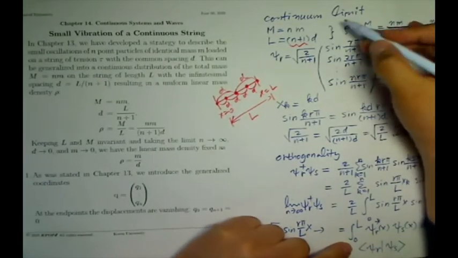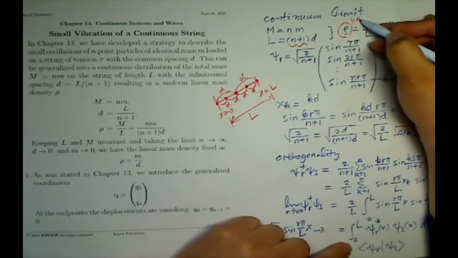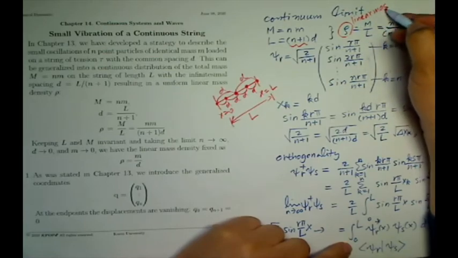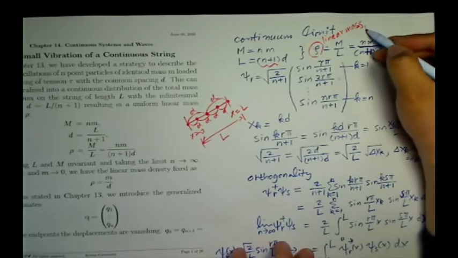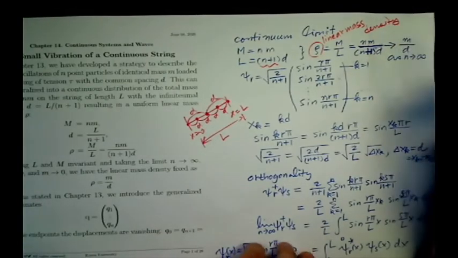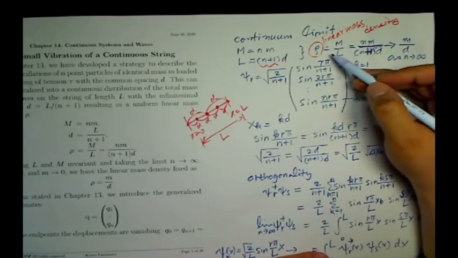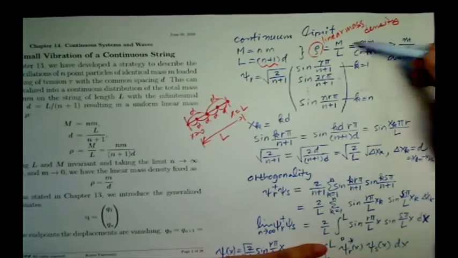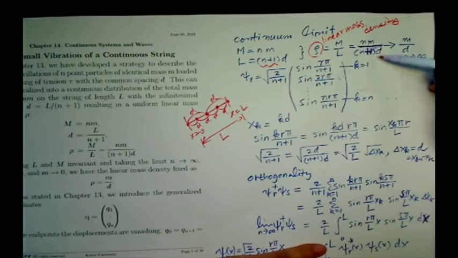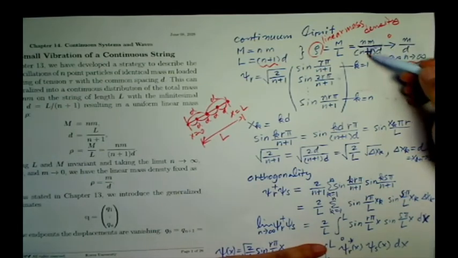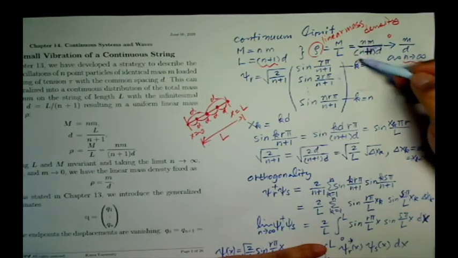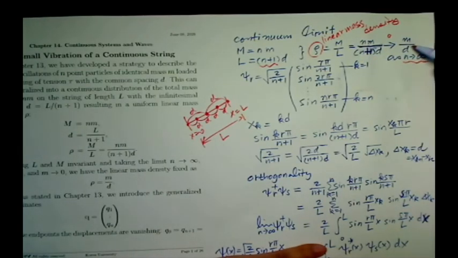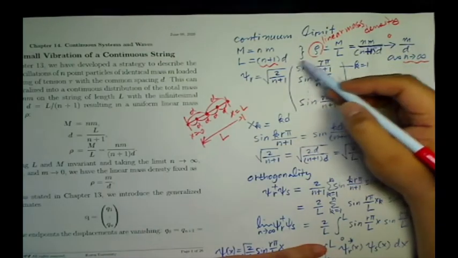The linear mass density of the loaded string will be capital M divided by the length of the string, and that is n times m over (n plus 1) times d. As n goes to infinity, this ratio n over n plus 1 will reach 1, and small m over d will be the linear mass density.